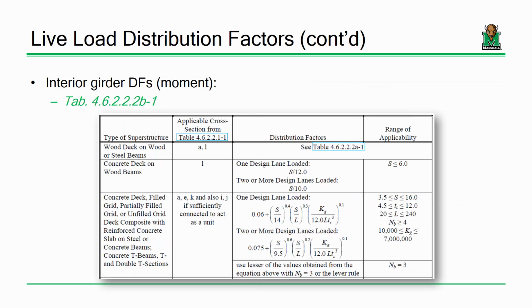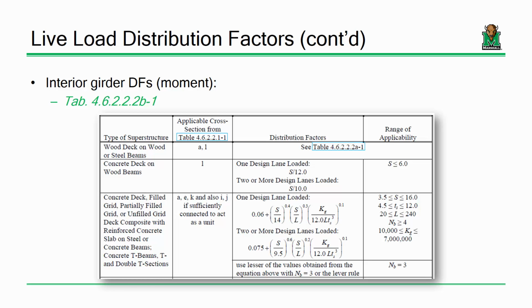So what I'm doing is I'm going through what's listed in the spec. I want to focus on this lower portion right here. So I've got one design lane loaded or multiple design lanes loaded. Here are the distribution factors for interior girders, and I'm distributing moments in this table. Okay? Now here's my distribution factor, and then there's also a range of applicability. So for instance, the span length. This distribution factor works anywhere from a span length of 20 feet to a span length of 240 feet. And that's by and large a pretty good range for most typical bridge designs.